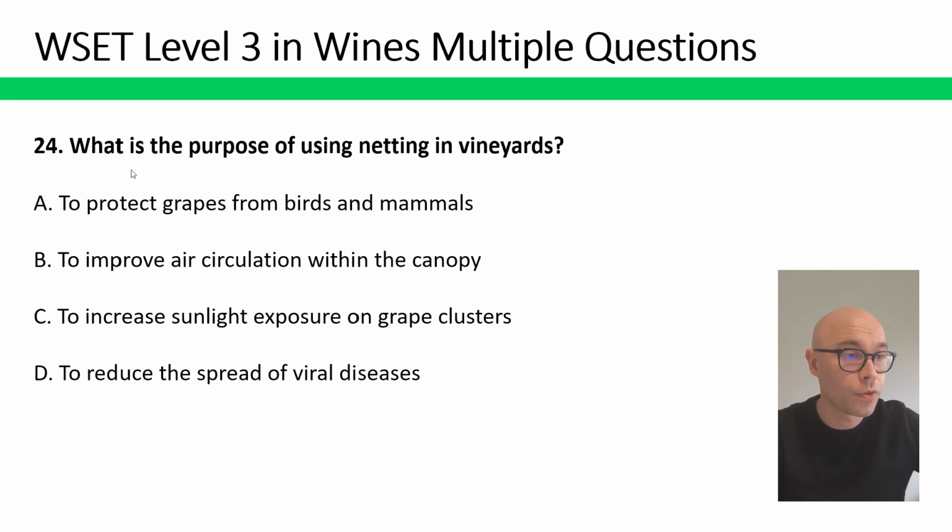What is the purpose of using netting in vineyards? To protect grapes from birds and mammals, to improve air circulation within the canopy, to increase sunlight exposure on the grape cluster, to reduce spread of viral diseases. Correct answer is A, to protect grapes from birds and mammals.